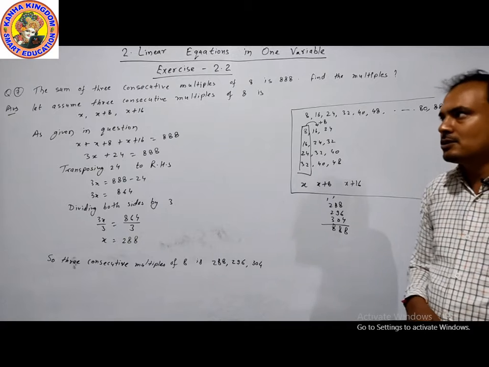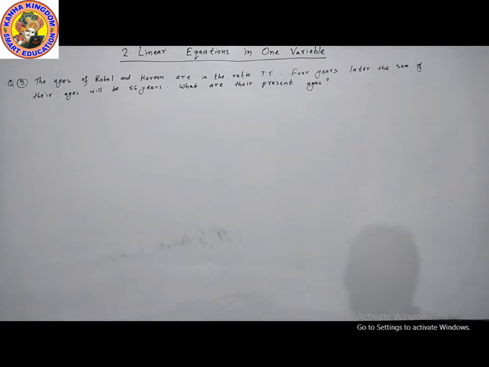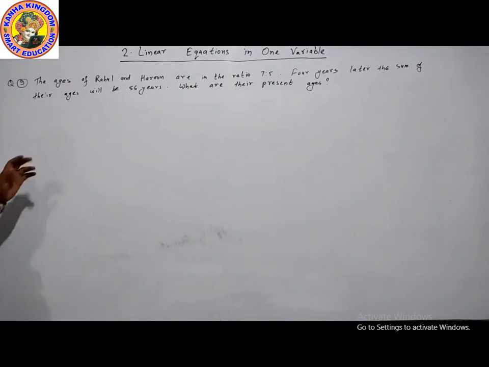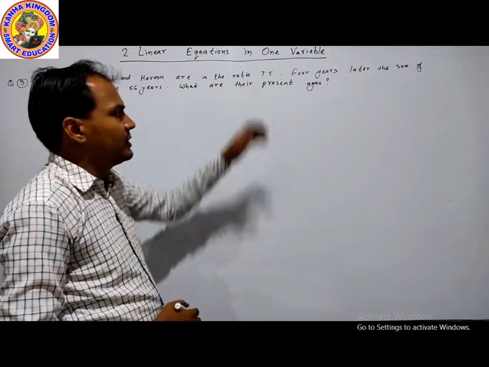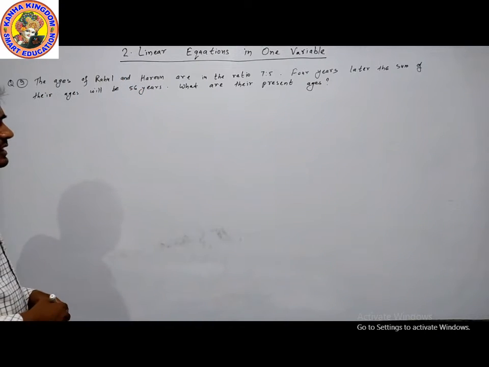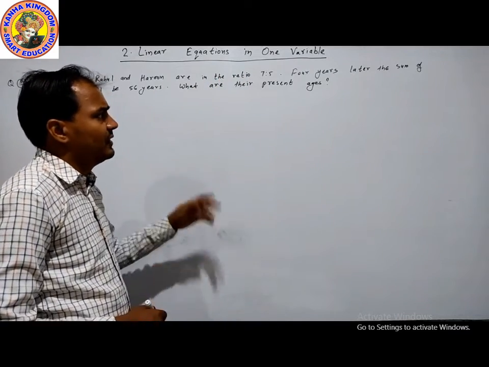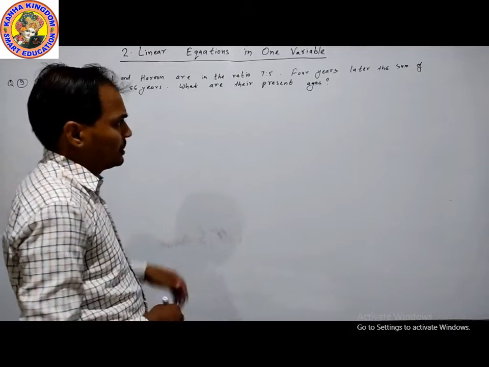Let's take a screenshot. We will move to our next question. So students, our next question is question number 9. The ages of Rahul and Harun are in the ratio of 7:5. This type of question we already attended. When given in ratio 7:5, we will put the values 7x and 5x for both.